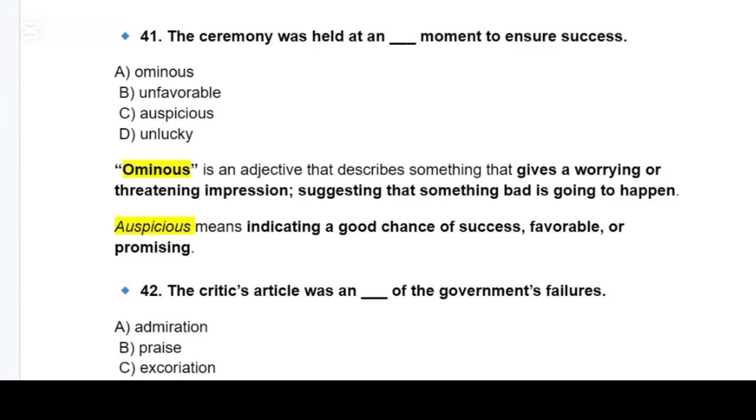The ceremony was held at a dash moment to ensure success. The ceremony was started at the moment to ensure success, meaning the moment was ominous, unfavorable, auspicious, or unlucky. So first of all, let me share with you the meaning of ominous. Ominous is something that gives a worrying or threatening impression, something bad is going to happen. Unfavorable is also ominous. Auspicious means indicating a good chance of success, favorable or promising. Unlucky is also an antonym of auspicious. So the ceremony was held at an auspicious moment. Auspicious, that is favorable or lucky.